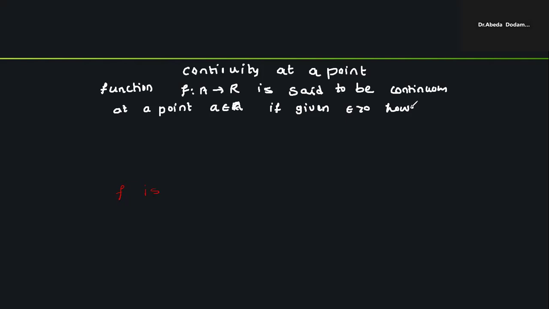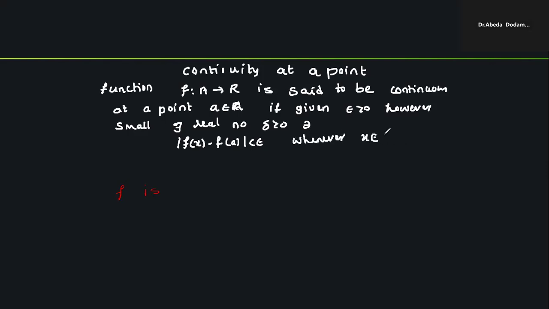there exists a real number delta which is greater than 0 such that |f(x) - f(a)| is less than epsilon, whenever x belongs to A and the difference between x and a is less than delta.